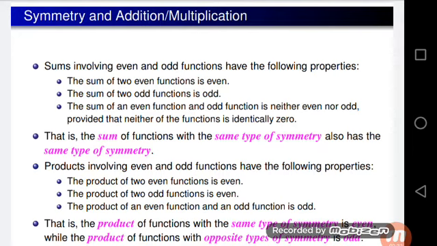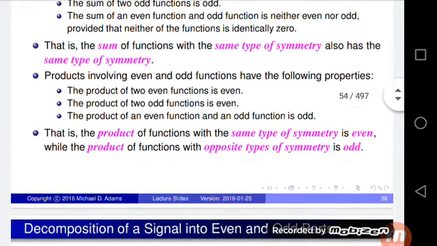That means the rules are quite opposite with respect to the sum and products. That is, the product of functions with the same type of symmetry is even, while the product of functions with opposite type of symmetry is odd. That means it is exactly opposite to the sums.